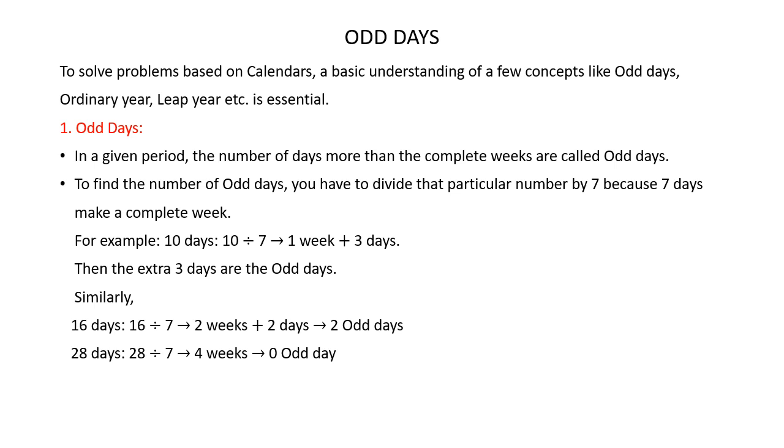Similarly, let's find out the number of odd days in 16 days. So 16 divided by 7 will give 2 as the quotient and 2 as the remainder, which means 16 days has 2 complete weeks and 2 odd days. Similarly, for 28 days, divide 28 by 7. 28 divided by 7 will give 4 as the quotient and 0 as the remainder, which means in 28 days there are 4 weeks and 0 odd days.